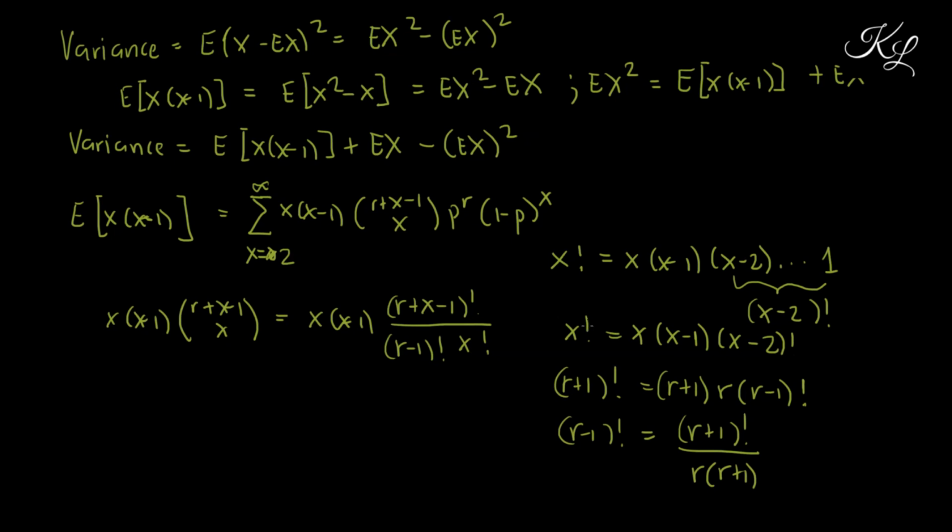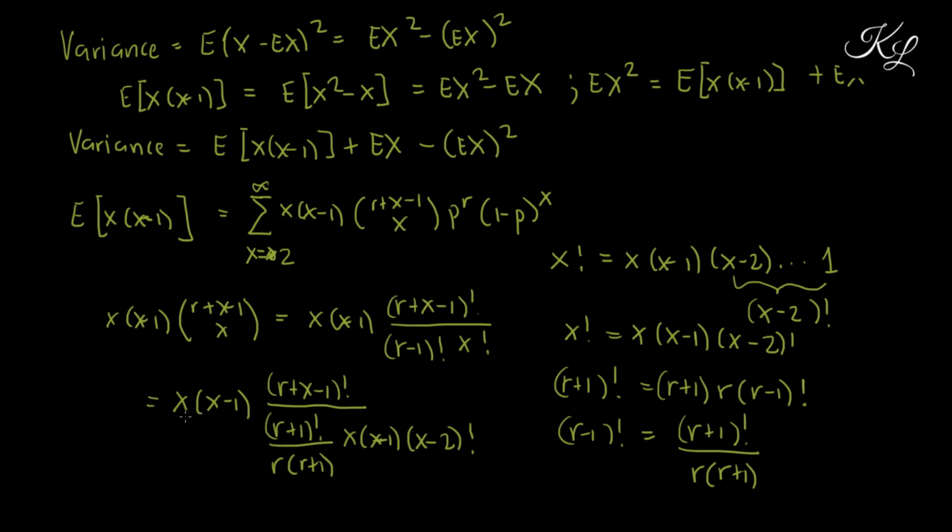Now we're gonna use our results for x factorial in here and r minus 1 factorial in here. So let's see what will be the result. We have x times x minus 1 and we have r plus x minus 1. We're gonna retain that, and for r minus 1 factorial, we're gonna use this r plus 1 factorial over r times r plus 1. And for x factorial, we're gonna use this x times x minus 1 times x minus 2 factorial. Now we can cancel x and x minus 1, and we're left with r times r plus 1. So I just put this one to the top.